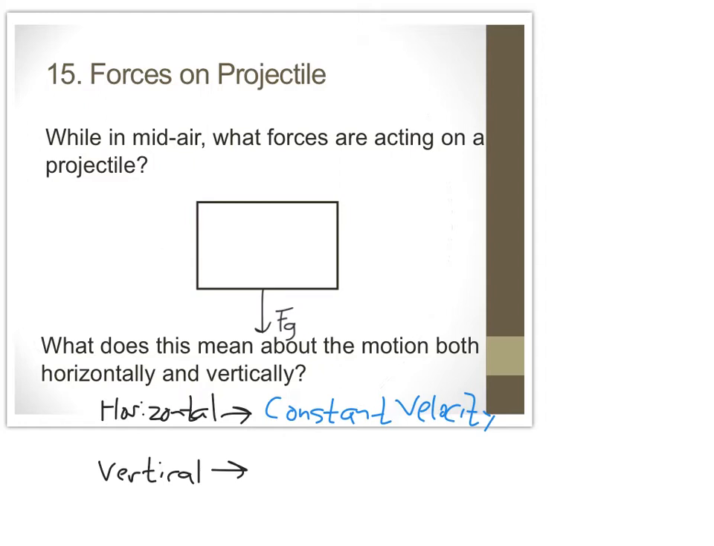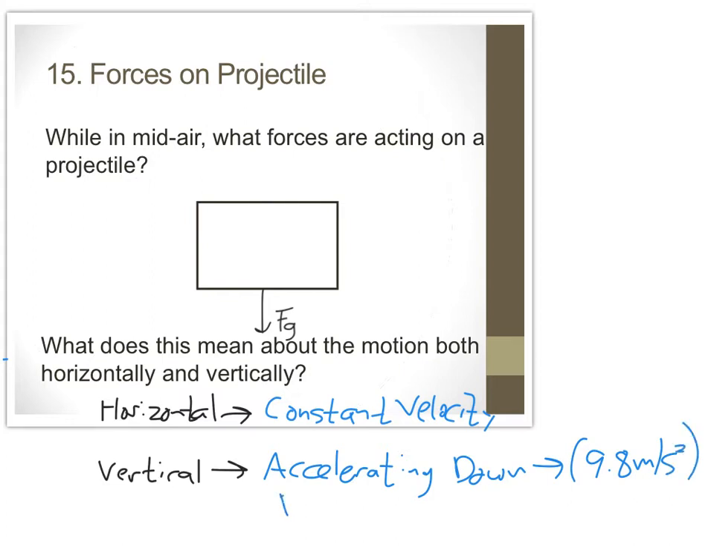Vertically, the only force acting on it is the force of gravity, which is the same as an object just going straight up in the air and coming back down. So that means this object is accelerating down. If we're on Earth, we can even say what the acceleration is going to be. It's going to be 9.8 meters per second squared. This vertical motion is free fall, what we talked about back in Unit 1.